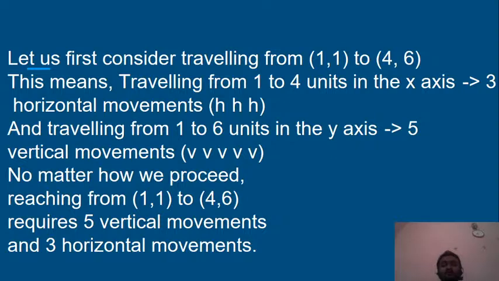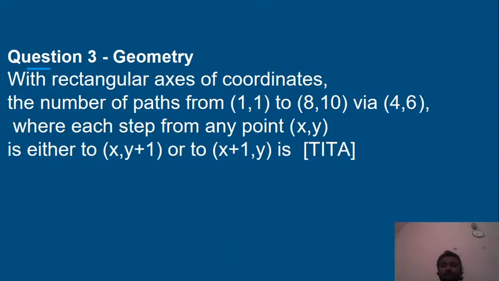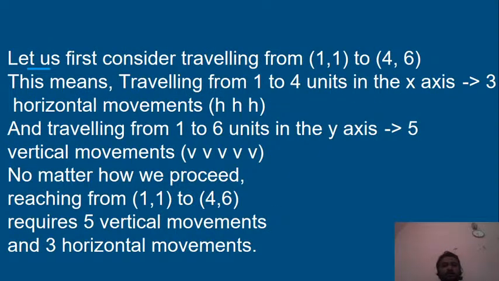So now let us first consider traveling from 1 1 to 4 6, because ultimately we have to go from 1 1 to 8 10 via 4 6. So 1 1 to 4 6. So this means traveling on the x axis from 1 to 4. That is, on the x axis I'll be covering 4 minus 1, that is 3 horizontal movements. So let's put the 3 horizontal movements as h, h and h.